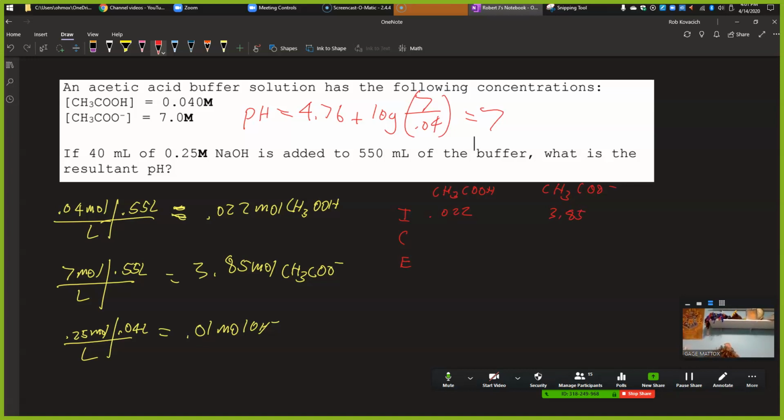Okay, so how are these concentrations changing? They're changing because I'm adding 0.01 mole of hydroxide. So I have a buffer, and my buffer is composed of acetic acid and acetate ion. Which one of these two pieces of my buffer is going to handle OHs?